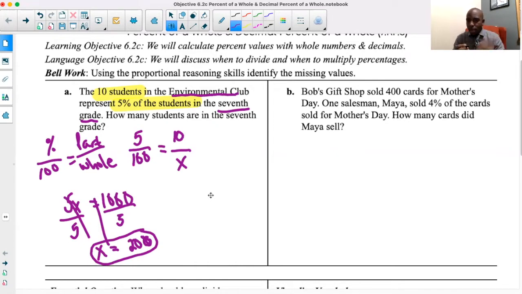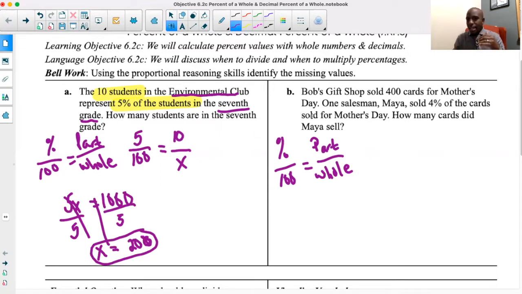Let's look at B. Bob's gift shop sold 400 cards for Mother's Day. One salesman, Maya, sold 4% of the cards for Mother's Day. How many cards did Maya sell? Once again, I'm going to start off by writing percent over 100 is equal to part over whole. Just to remind myself, this is the base equation. This is what I need to make sure I recognize and see what pieces I have here, right?